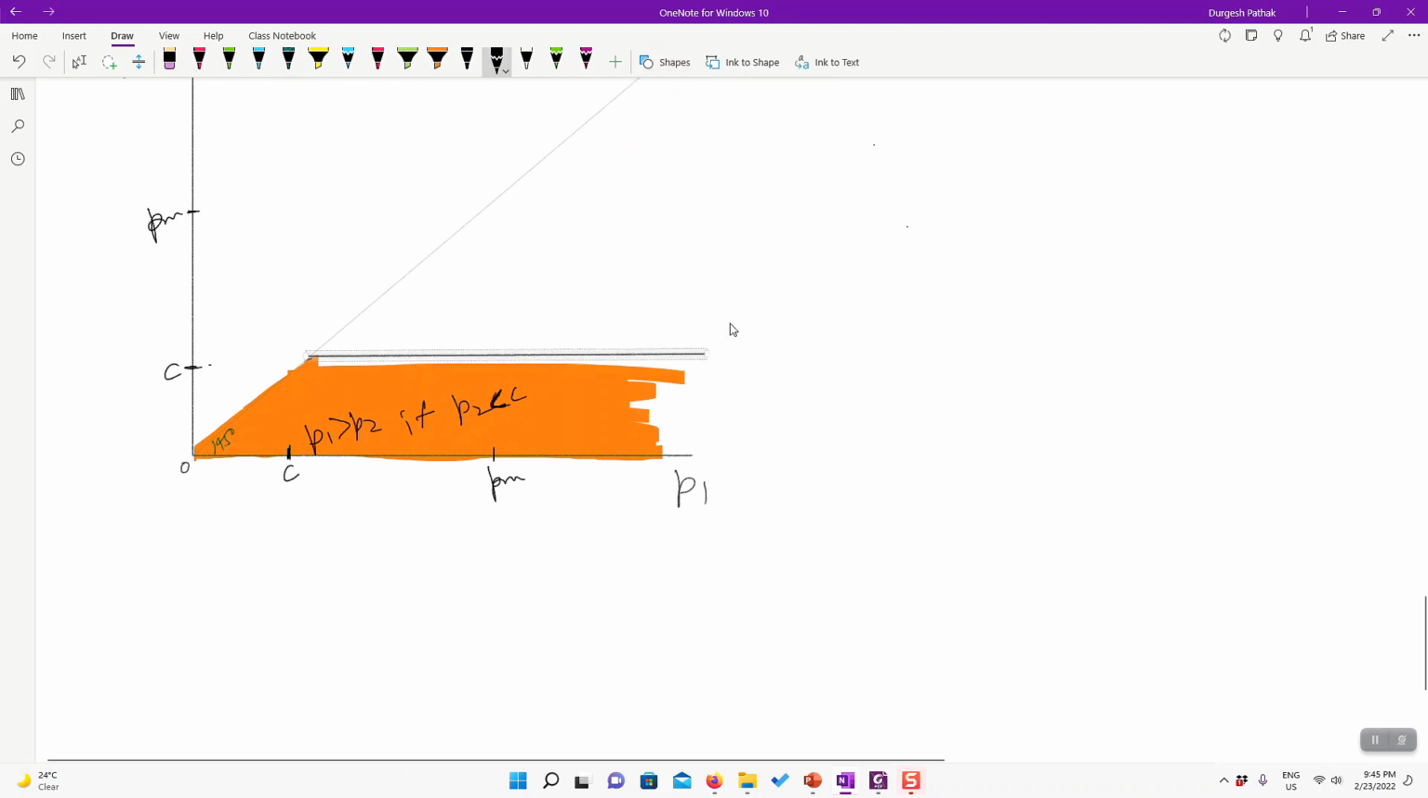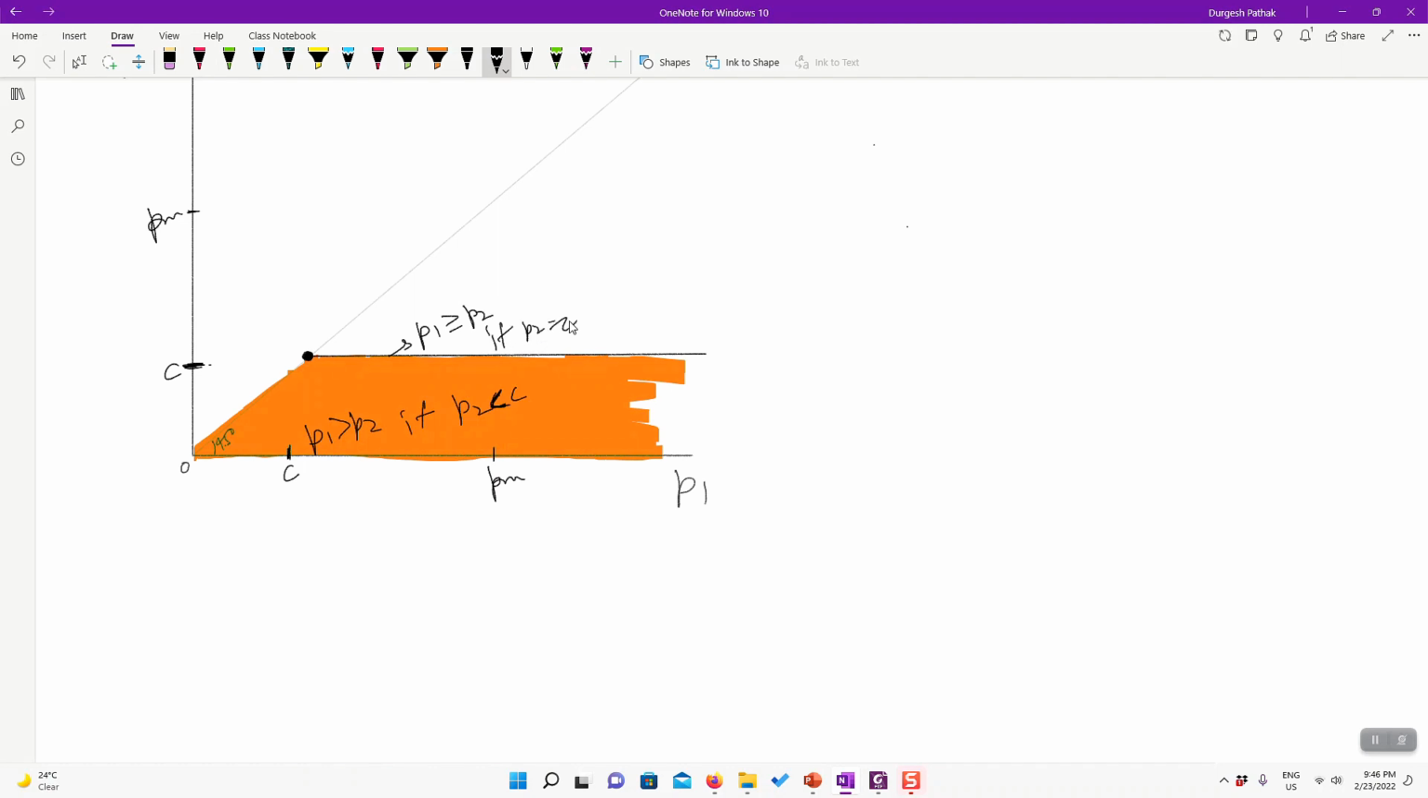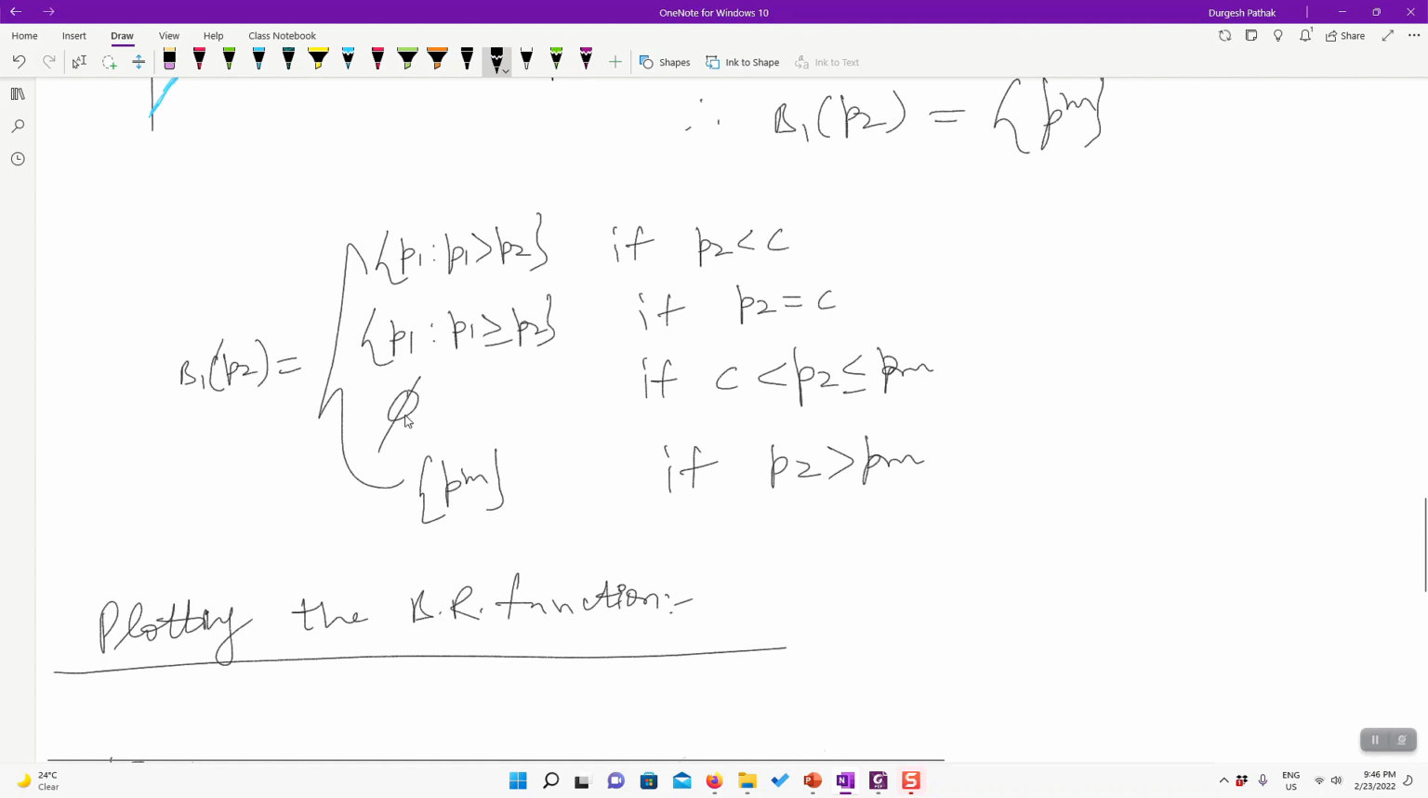If P2 is equal to C, P1 can be equal to C. So this point on the 45-degree line will be included in the best response function, and the remaining line is showing the remaining portion of the best response function. So this particular portion is P1 greater than or equal to P2 if P2 is equal to C, because the firm is going to earn zero profit anyway. And then we cannot plot this phi thing because I cannot find a point that shows a null set. So we will leave this particular condition.